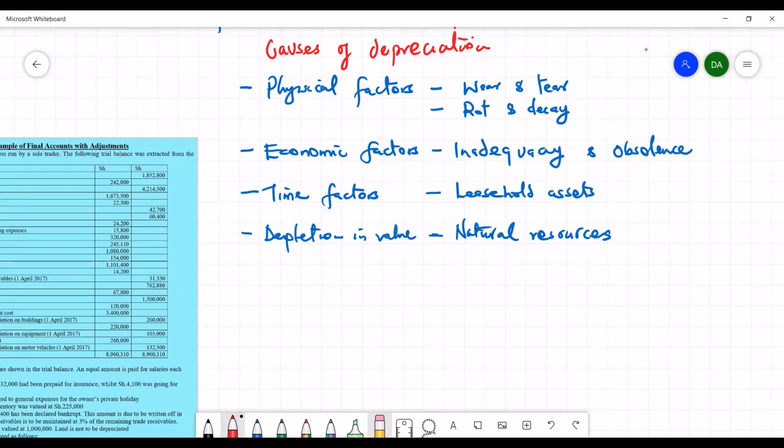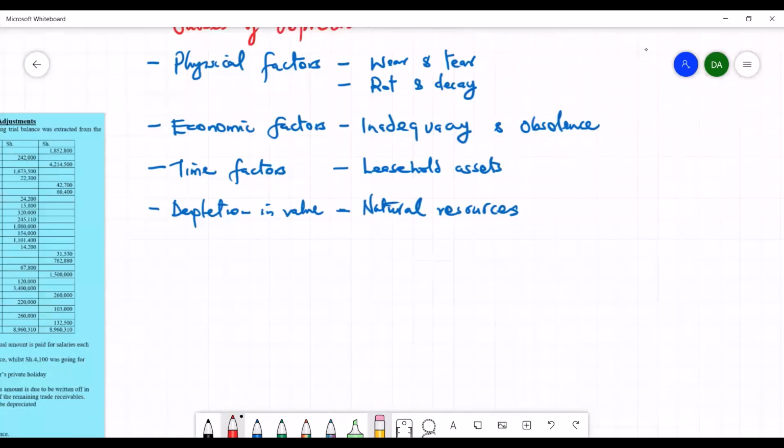Right. Let us then look at methods of determining depreciation.